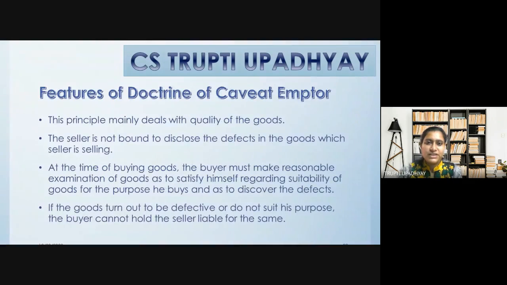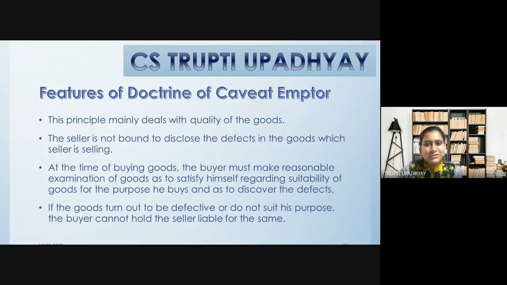Principle of caveat emptor deals with the quality of the goods. The seller is not bound to disclose the defects in the goods which he is selling. Because if he disclosed all the defects in the goods, no one would take those goods. Who, the buyer in this world, will be taking goods which are defective in nature, right? So it's the seller's bread and butter to sell. So obviously he earns his bread and butter by selling those goods. So why would he be telling the buyer all about the defects?